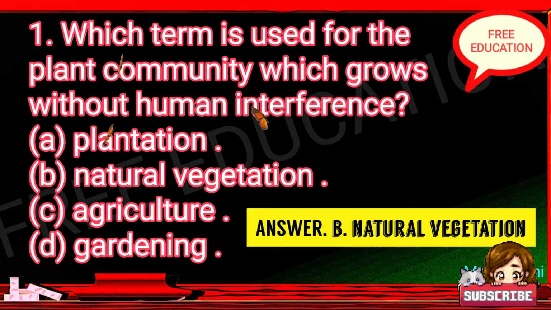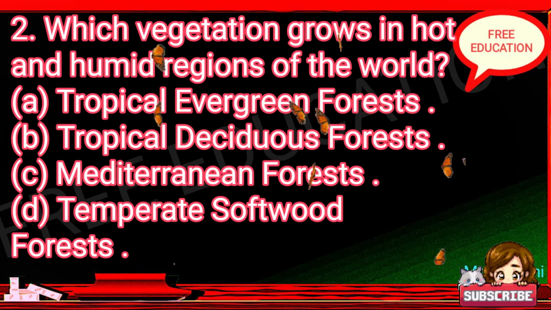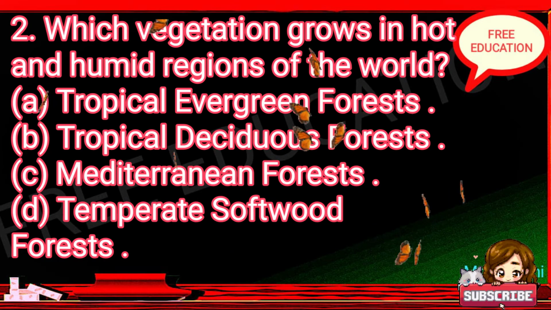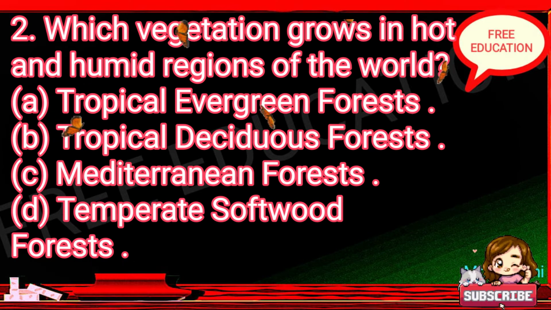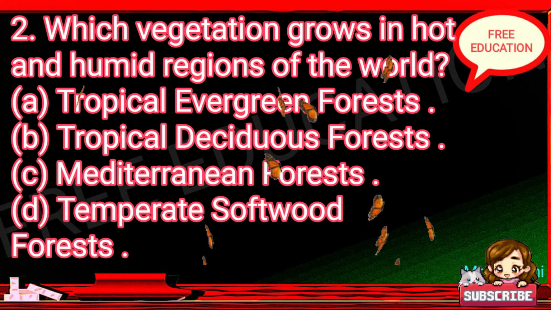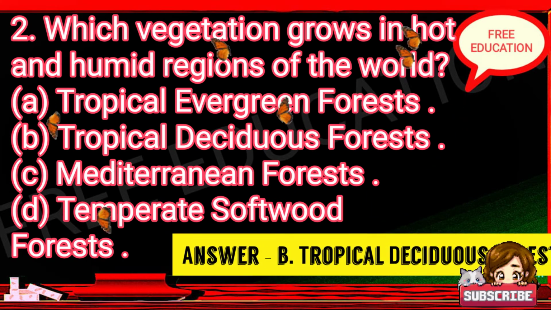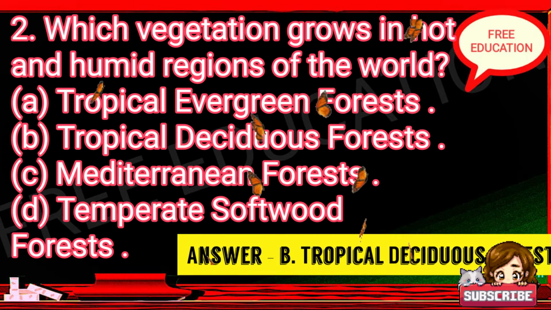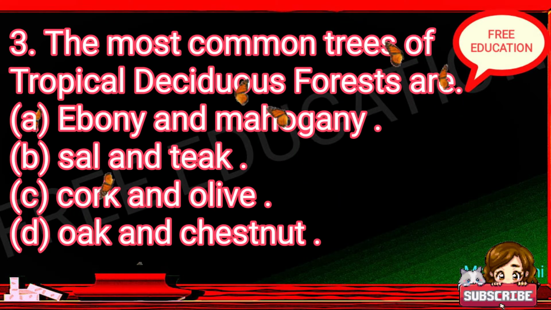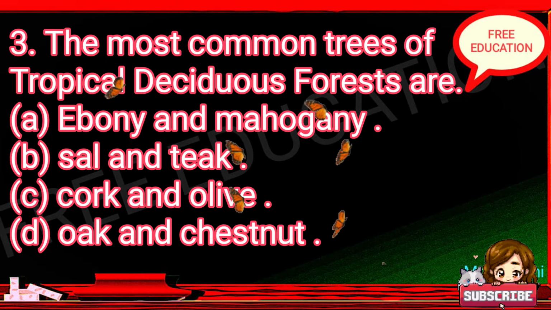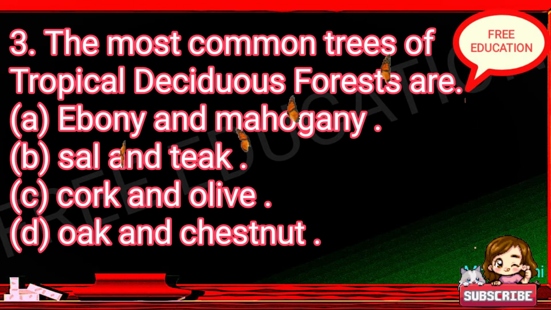Answer. B. Natural vegetation. 2. Which vegetation grows in hot and humid regions of the world? A. Tropical evergreen forests. B. Tropical deciduous forests. C. Mediterranean forests. D. Temperate softwood forests. Answer. B. Tropical deciduous forest. 3. The most common trees of tropical deciduous forests are A. Ebony and mahogany. B. Sal and teak. C. Cork and olive. D. Oak and chestnut. Answer. B.